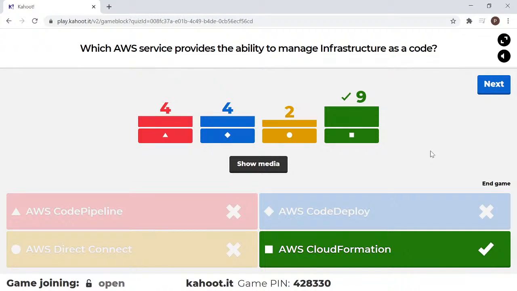Yeah, AWS CloudFormation is the right answer. It's not CodePipeline or CodeDeploy. They are a part of Quickstart, which allows you to automate your CI/CD pipeline. AWS Direct Connect is a way to connect your data center through a physical connection to an AWS region. AWS CloudFormation is a way to manage infrastructure as code, either in a JSON format or a YAML format.